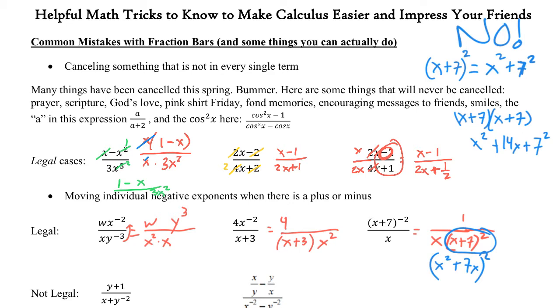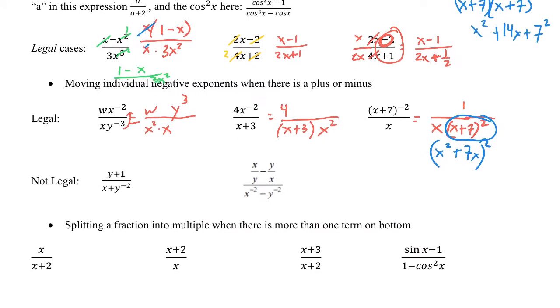Okay, so here's some not legal ways to try to move negative exponents. And so this first one, you cannot, no, just to warn you, this is not legal, to just move this y squared up here. Oh, but I used parentheses like you taught me. No, because of this plus sign.